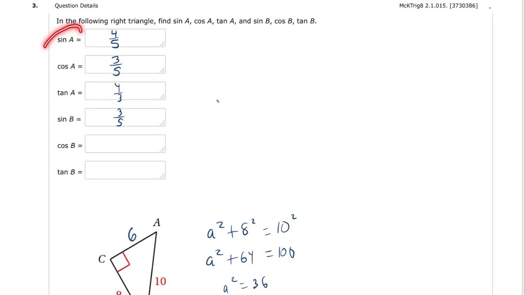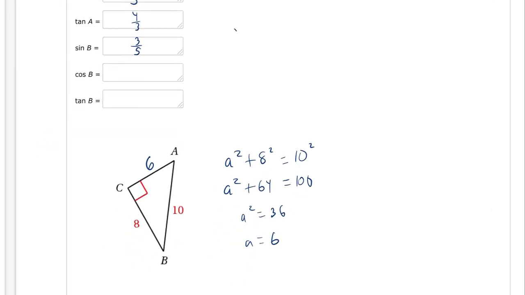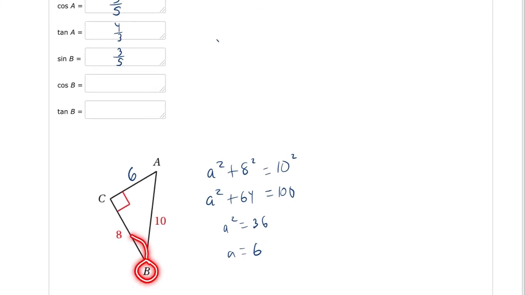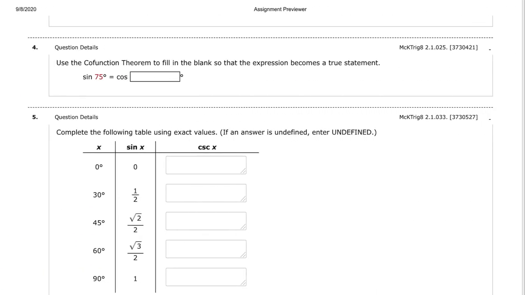All right, and the sine of A should equal the cosine of B, so we should get 4/5 for this value as well, which we will because the cosine of B will be adjacent over hypotenuse. 8/10, which becomes 4/5. And lastly, tangent of B would be opposite over adjacent. So 6/8, which is 3/4. All right, that does it for that problem.